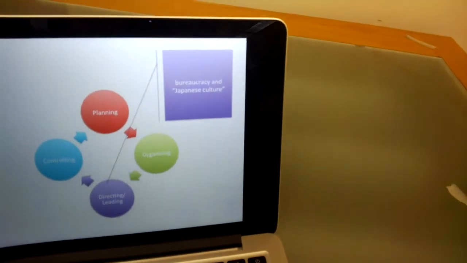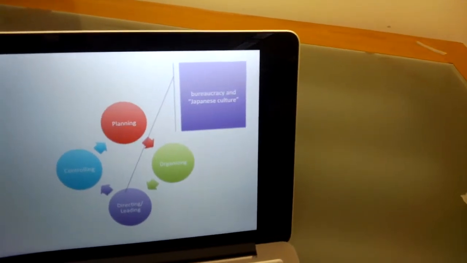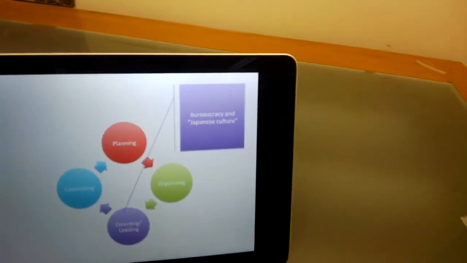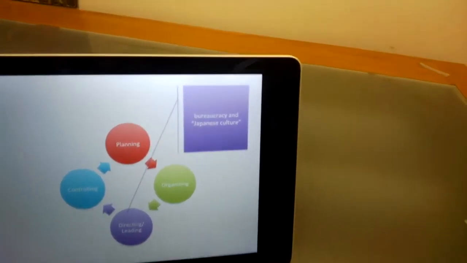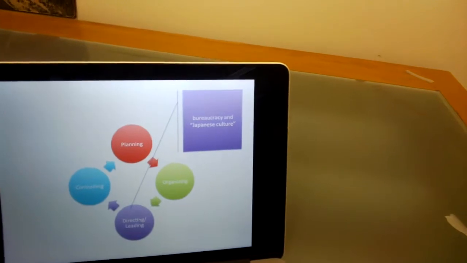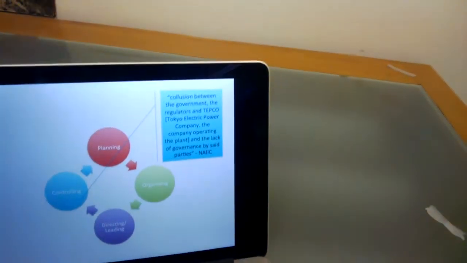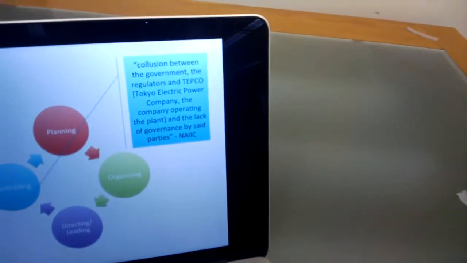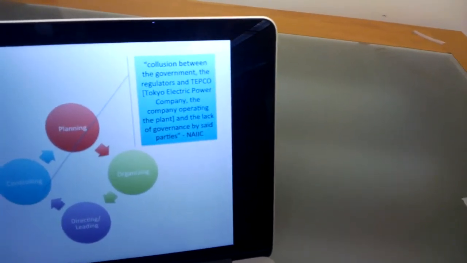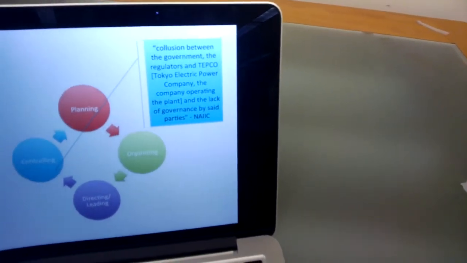Bureaucracy and Japanese culture was one of the important factors that led to the catastrophe. It was said that this was solely a Japanese problem. It couldn't happen in another culture, or very likely it wouldn't happen, because of how the leadership would work in different cultures. The control element is very critical here. This is a quotation from the report mentioning how the relationship and the cross-balance check between stakeholders didn't really work for the benefit of public safety.